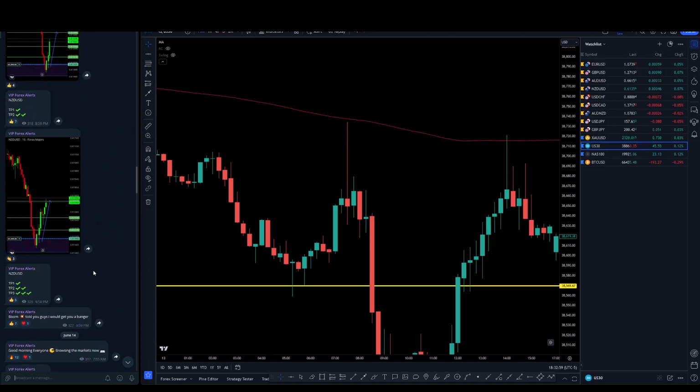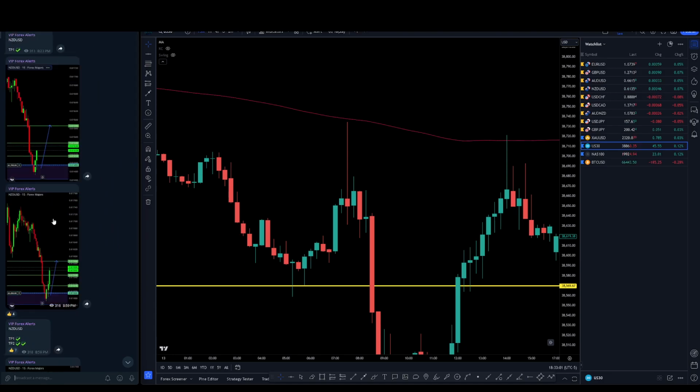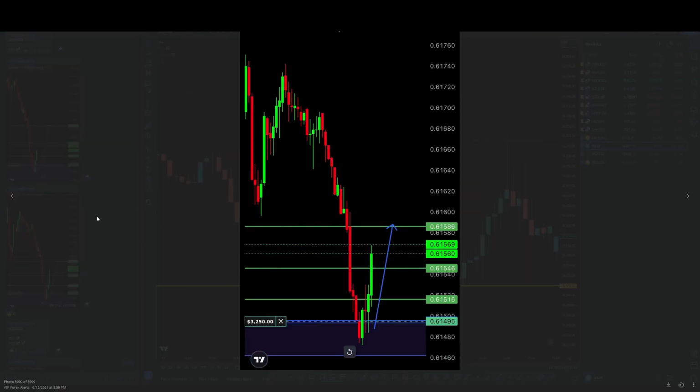Week after week, month after month, every single trade that you see me take, such as this one, NZD USD. This was another trade that I put the signal out for, buy 0.61495.